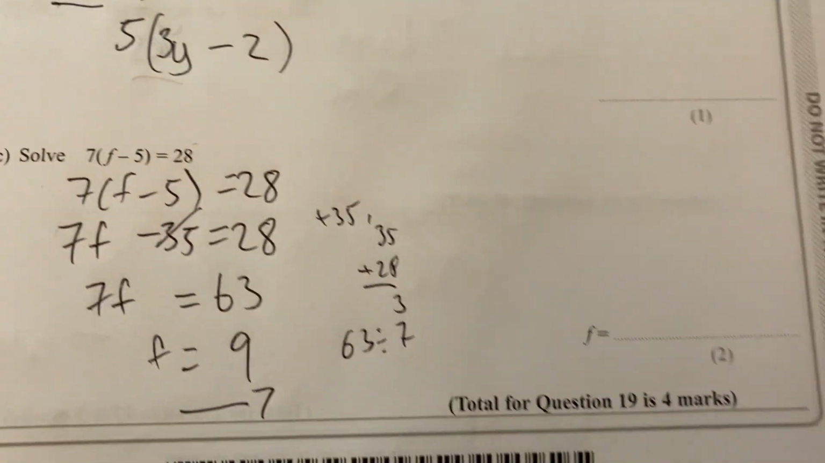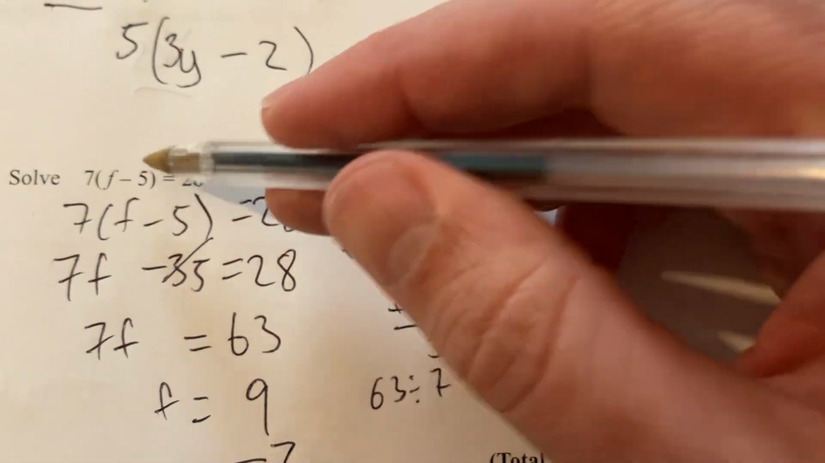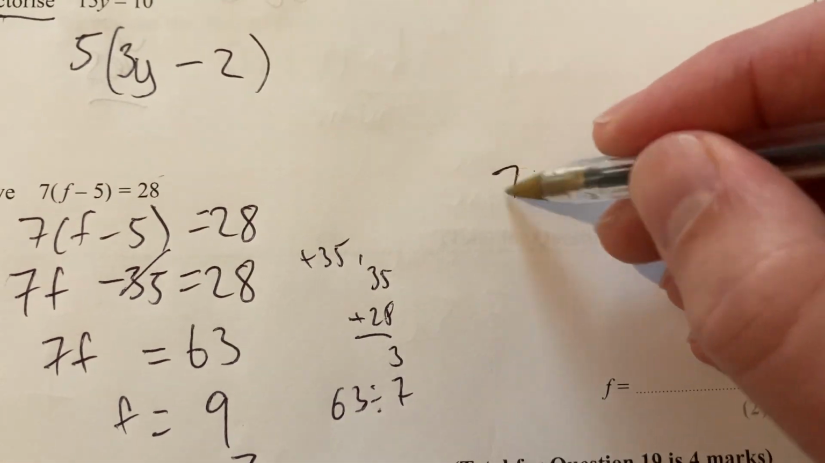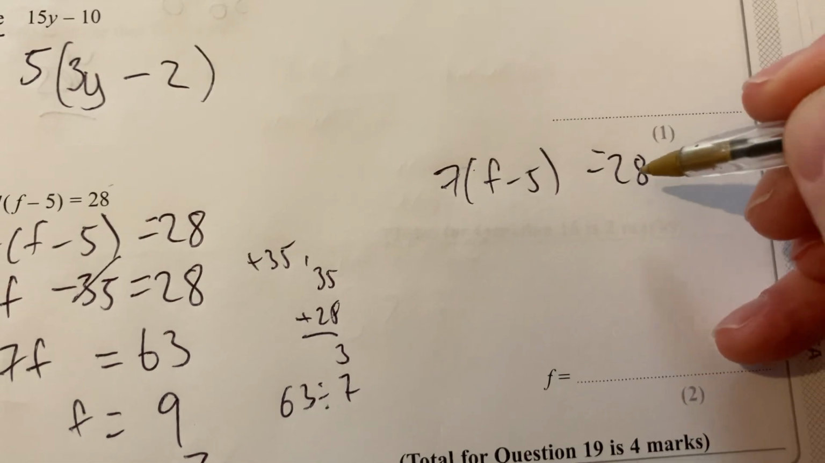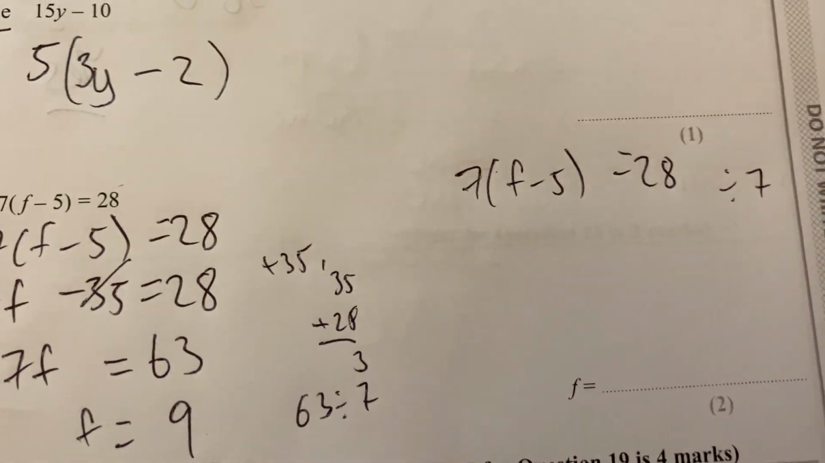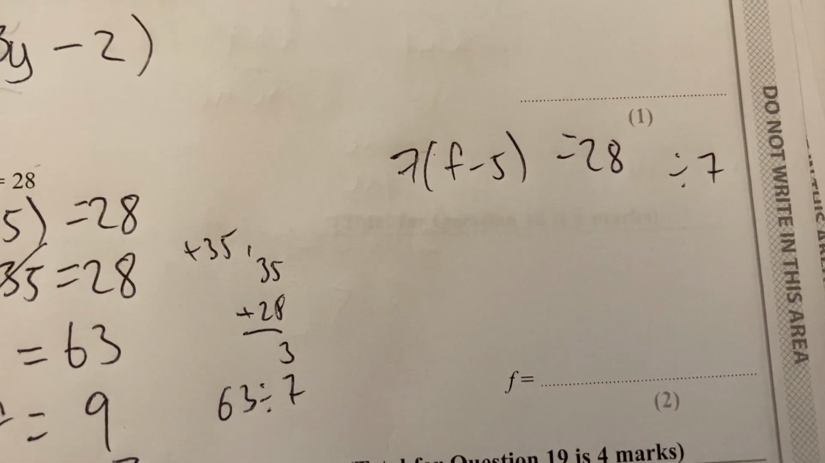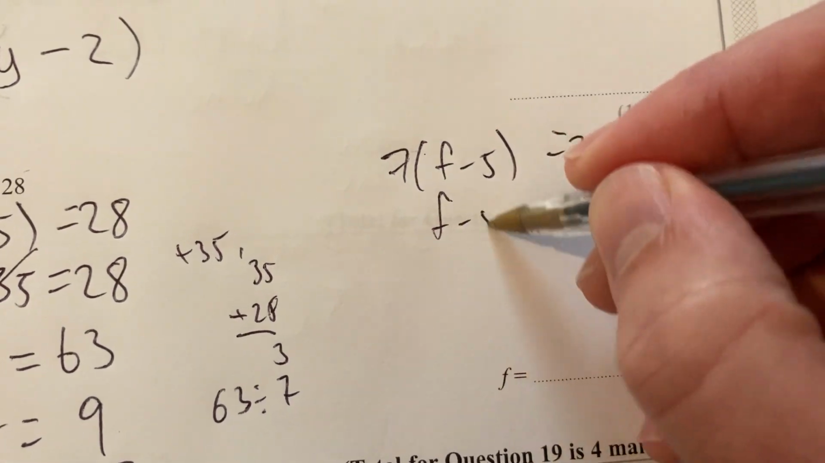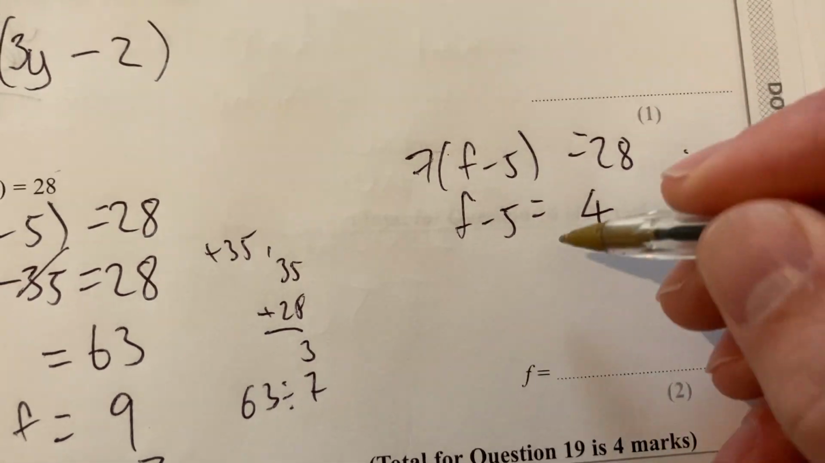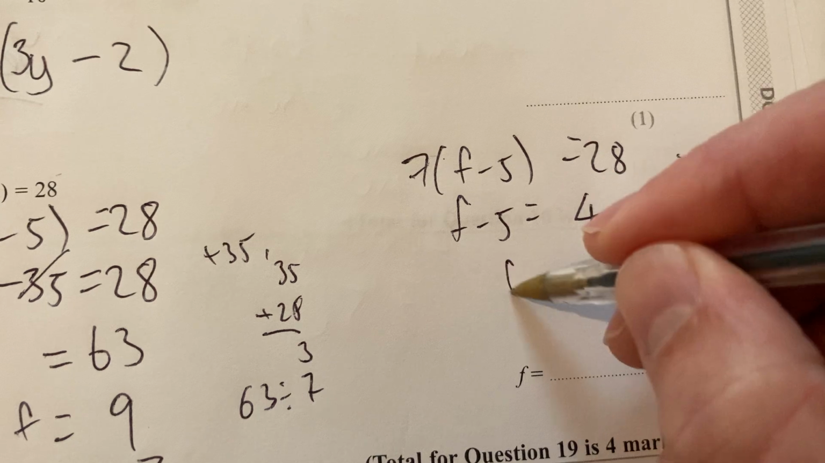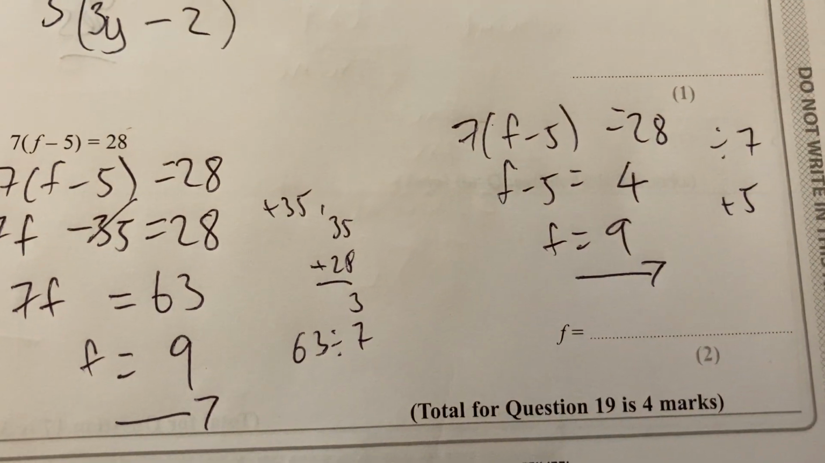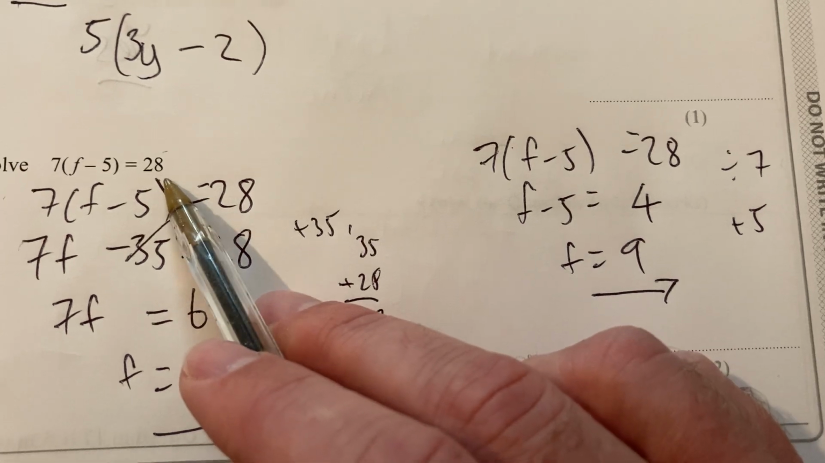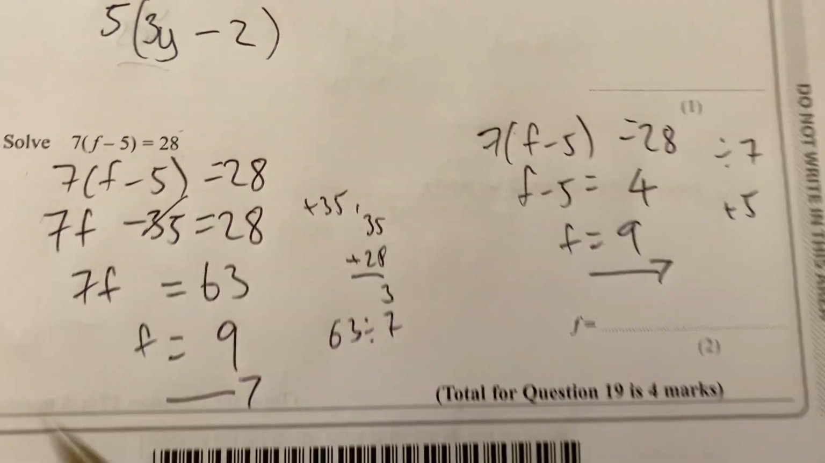Another way, and this works only if that's a multiple of the 7. If I do 7 times f minus 5 equal to 28, divide by 7 first on both sides using the balance method, opposite operation to both sides. f minus 5 will equal 4. And I'm going to add 5 to both sides, so f equals 9. You get the same answer, same number of steps. The key thing is to notice if that is a multiple of that one there.